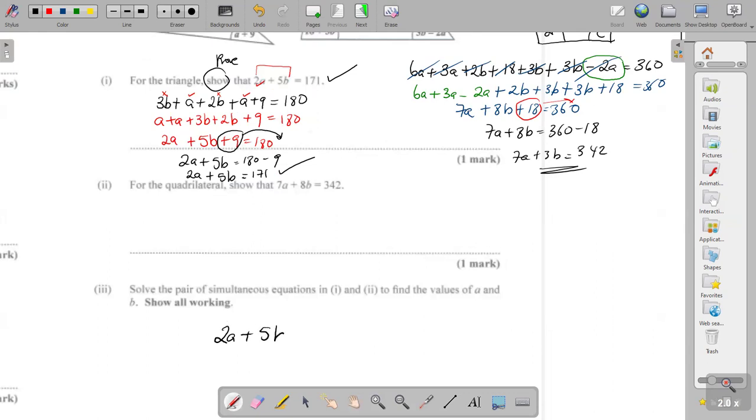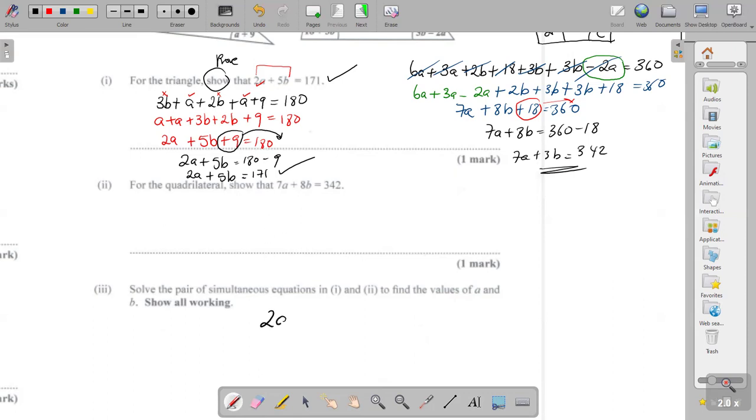plus 5b equal 171. Actually, which one I would put to the top? Wouldn't I put a bigger one to the top? And everybody see why it's better to put a bigger one to the top? Even though it doesn't make a difference, to be honest, let's just keep it like that. Let me do it like how you would do it. So you would write the first one first. So let's keep it like that.